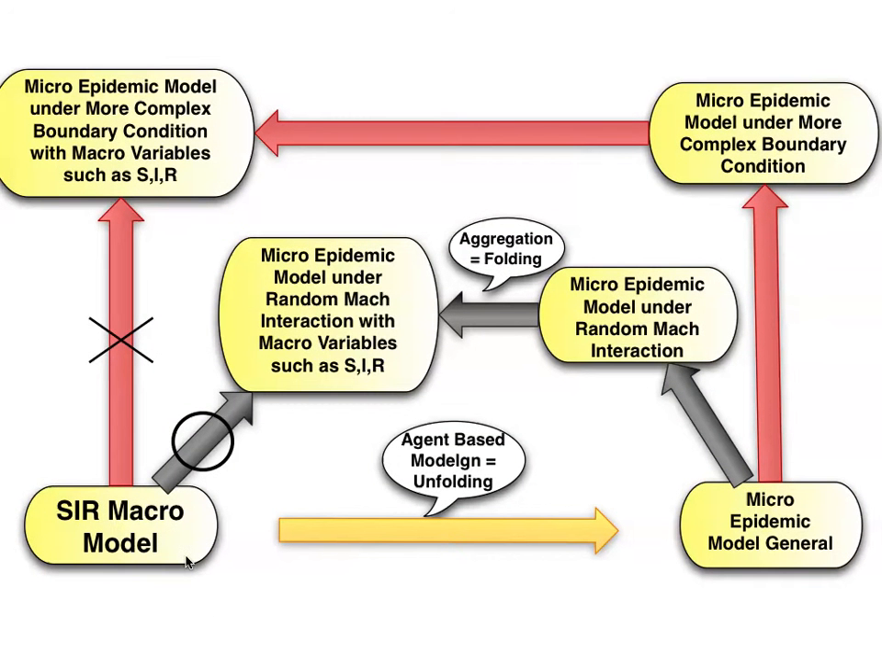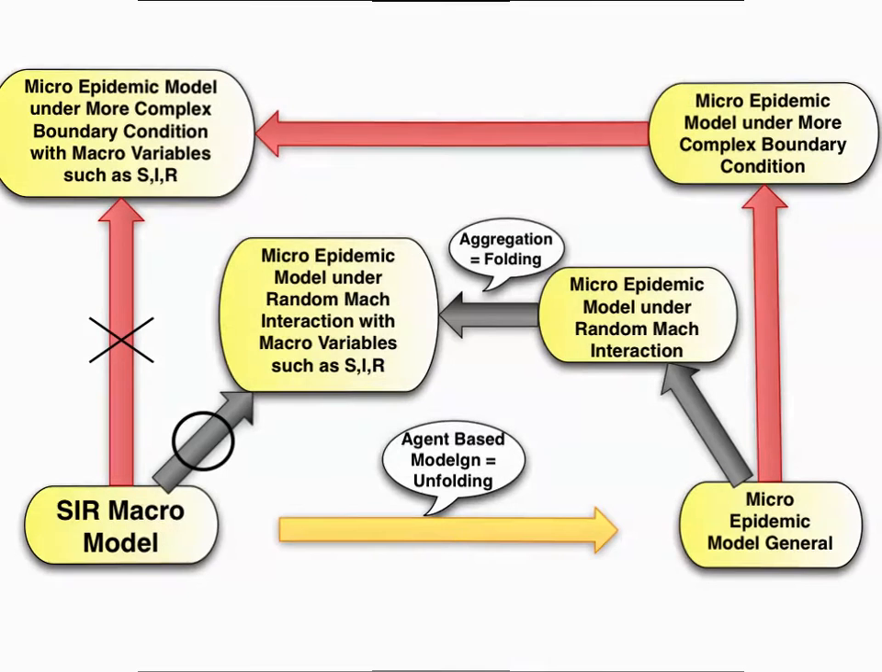The SIR macro model and the micro epidemic model in general: the micro epidemic model under the random matching interaction with macro variables S, I, R corresponds to the macro SIR model. So that relation is okay. But if we add a more complex boundary condition, then the result is quite different. So the macro model can no longer be applied to this type of more complex model.